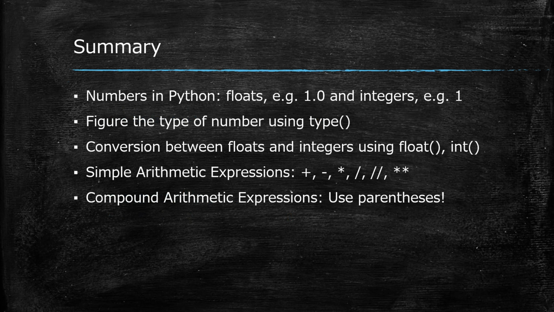So to sum up what was covered today, we looked at numbers that can be used in Python such as floats and integers, and learned that there is a limited precision when expressing these numbers in Python. We also tried to figure out the type of number it is by using the type function, and learned to convert between floats and integers. We learned doing some simple arithmetic expressions as well as compound arithmetic expressions in which parentheses were considered important when defining order. So this is it for numbers.